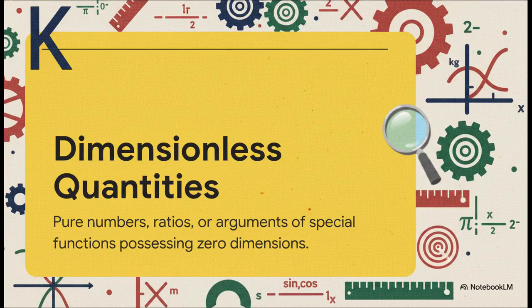But wait, what about that k we just saw? Well, this brings us to the dimensionless trap. Dimensionless constants are pure numbers, like 2 pi or ratios. More importantly, the arguments of trigonometric functions, logarithms, and exponents must absolutely possess 0 dimensions. Why? The physical reasoning here is that an exponent is essentially just a set of instructions counting how many times to multiply something. You can't multiply a base by 3 meters, that's nonsense. It has to be a pure dimensionless number to make physical sense.